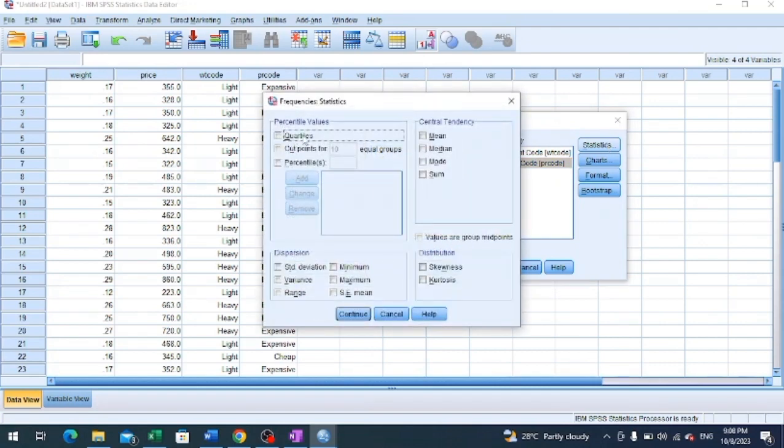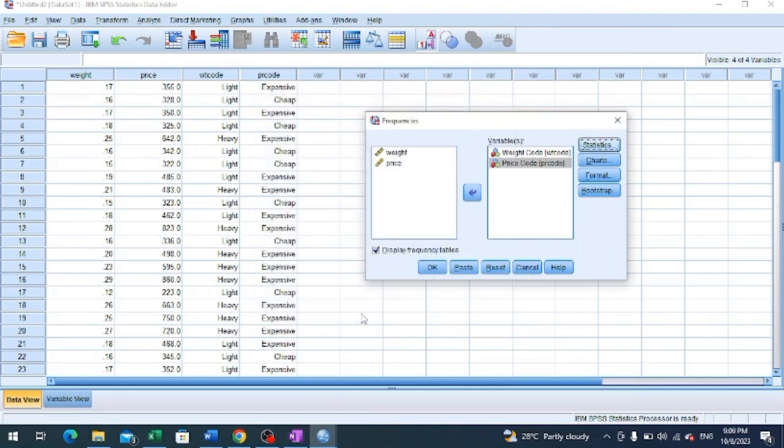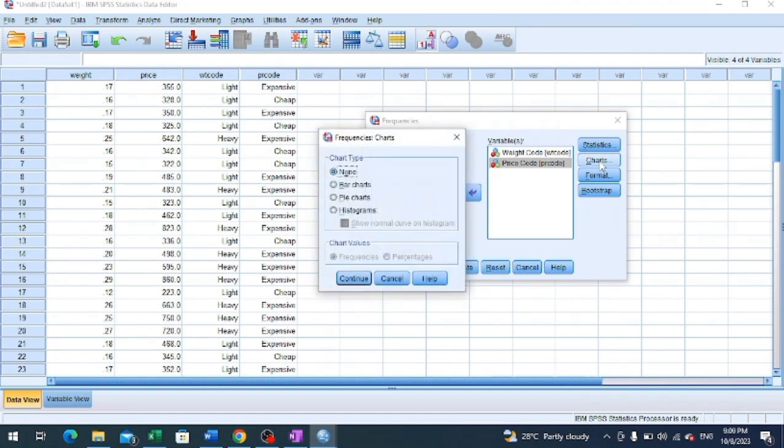we can see quartiles, cutoff points, percentiles, standard deviation, minimum, maximum, variance, range, standard error of the mean, median, mode, sum, and skewness. All the commonly used measures that we go for performing data analysis for the quantitative variable are available in this option. So since our variable is not a quantitative variable but a qualitative variable, therefore mode is the only viable option we need to go for. So we skip this.